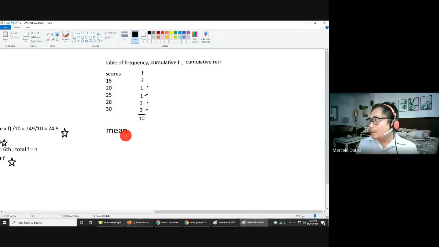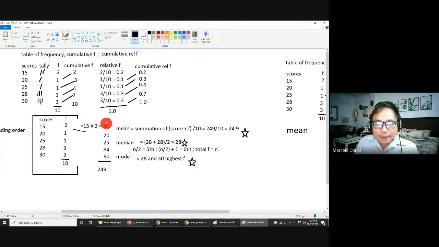to get the mean. Okay? Dapat, you need to multiply first kasi it says here, dalawa yung 15. Multiply mo muna 2 times 15. Okay? 2 times 15, 1 times 20, then 1 times 25, 3 times 28, and 3 times 30. Yung product nito, you need to add, then divide it to a number of n pa rin. So that is why, ito dapat ang instruction class. You need to multiply the score at saka frequency. After you get the products, no?